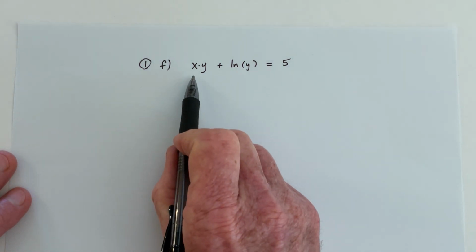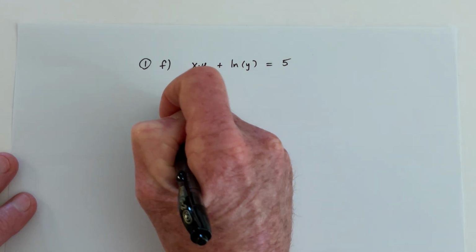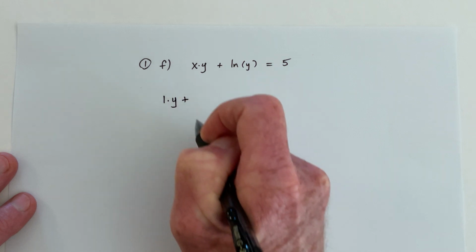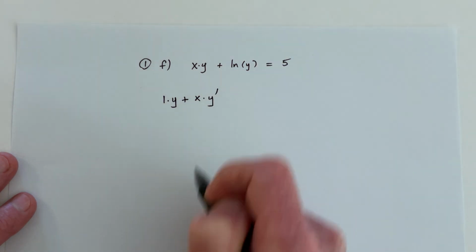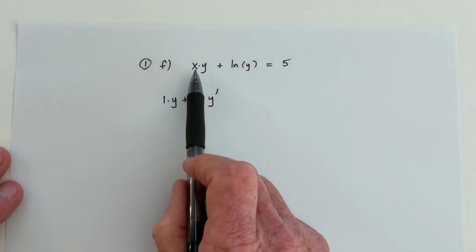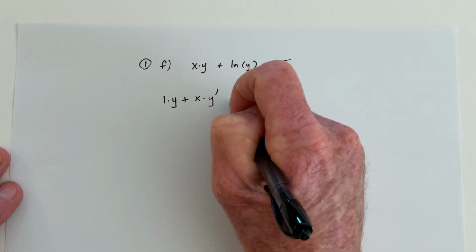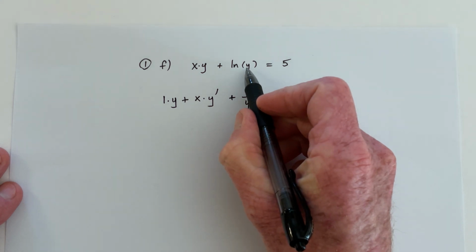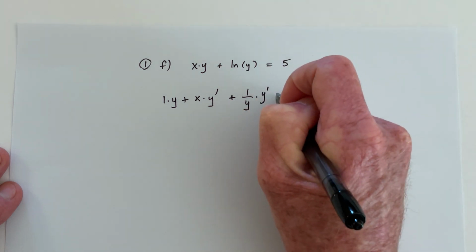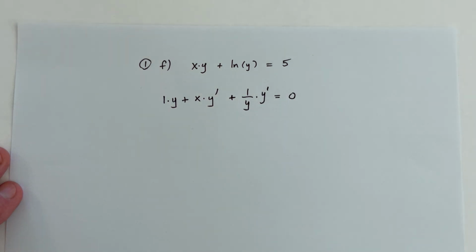So when I take the derivative on the left side, this is going to be the product rule. So the derivative of x is 1 plus, leave the y alone. Next, leave the x alone and take the derivative of y. So there's the derivative of the x times y. And then for the natural log of y, that's going to be 1 over y. And because of the chain rule, take the derivative. And then it equals 0. The derivative of 5 is 0.